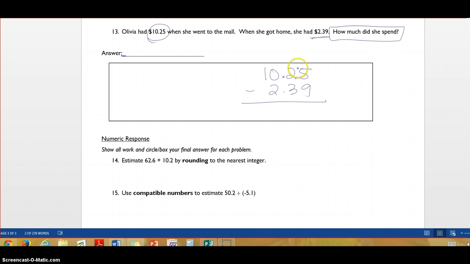So we'll subtract. Can't subtract 9 from 5, so we are going to borrow there. 6, 9, so 11. There, bring that decimal down. $7.86. So we would write, we were asked how much Olivia spent. So we'd say Olivia spent $7.86 at the mall. Pretty easy problem there, just subtraction, making sure we use the right context.